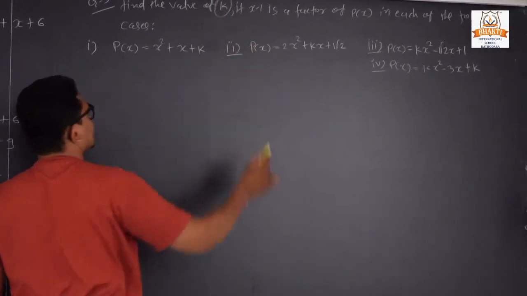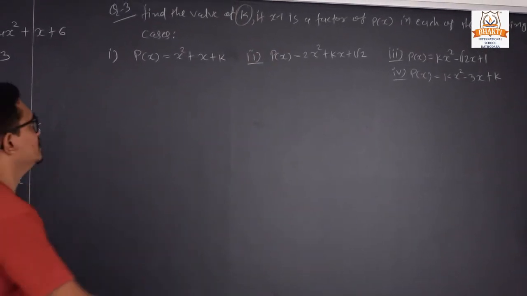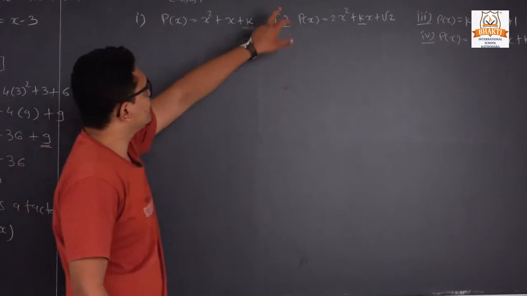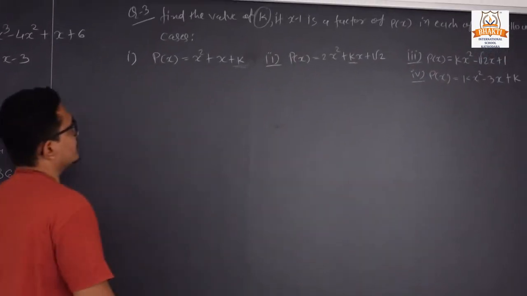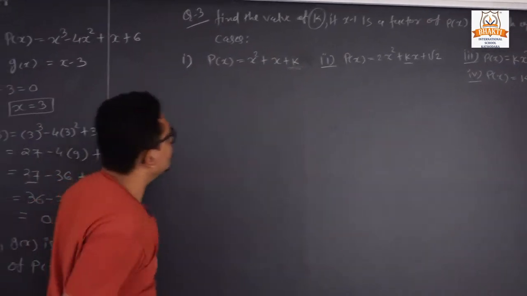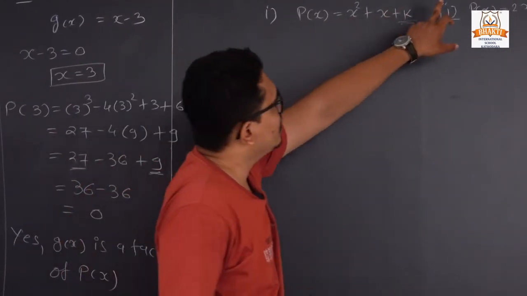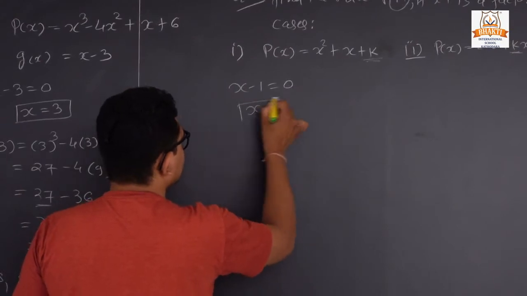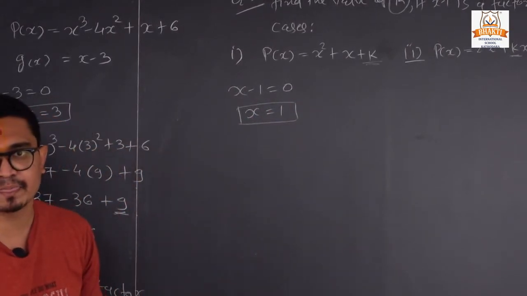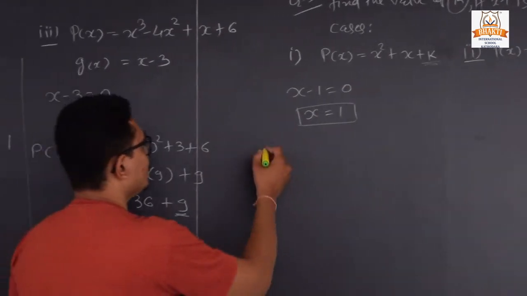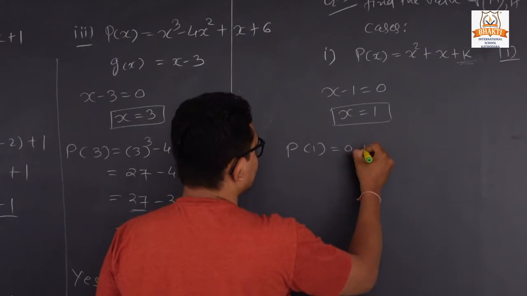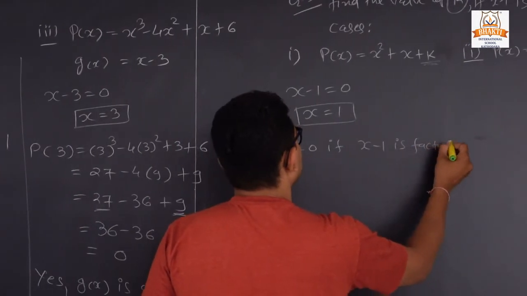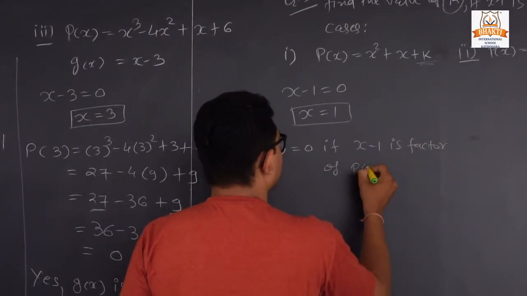We need to, in each case, find out the value of k. Here k is given, and they are saying that if x minus 1 is a factor of p of x, then we can take x minus 1 is equal to 0. So x is equal to 1. Clear? So we can say that p of 1 is 0 if x minus 1 is a factor of p of x.